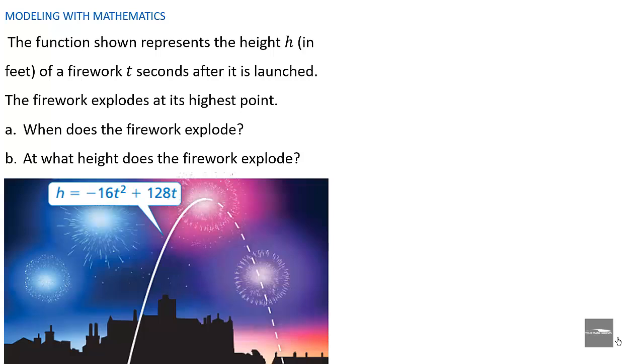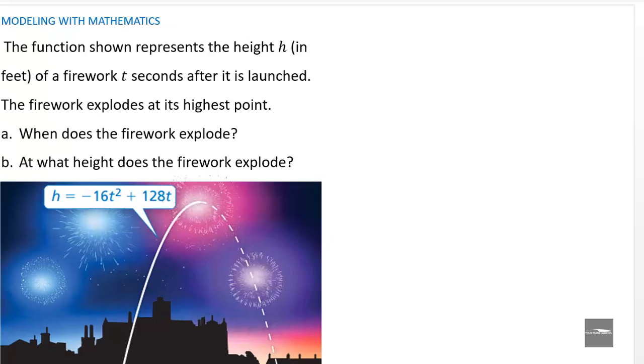When does the firework explode? At what height does the firework explode? We are going to use two approaches to find the time and the height. Let's begin with the first one.